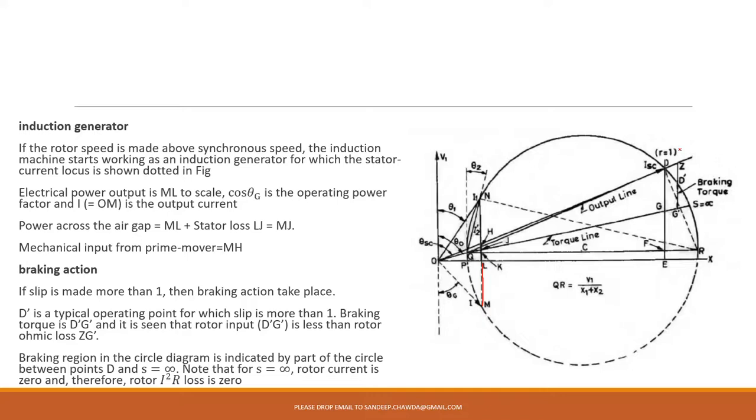So what you could observe here during braking action is the rotor input, which is D dash G dash, and the ohmic loss is ZG dash. You can see quite easily that this is smaller than this. It means your rotor input is smaller than the rotor ohmic losses during braking action.